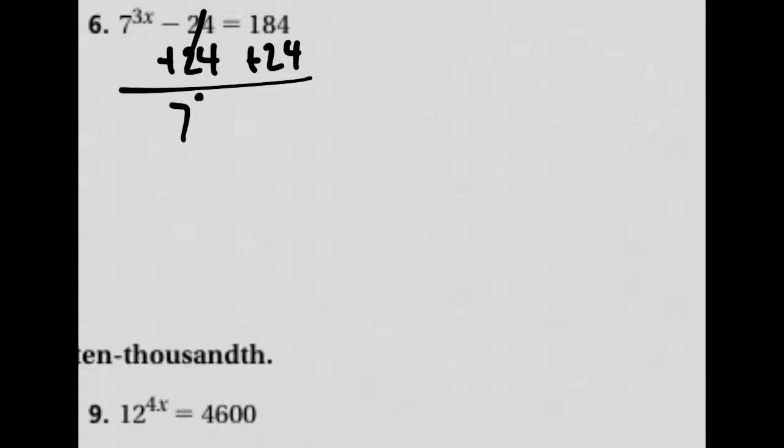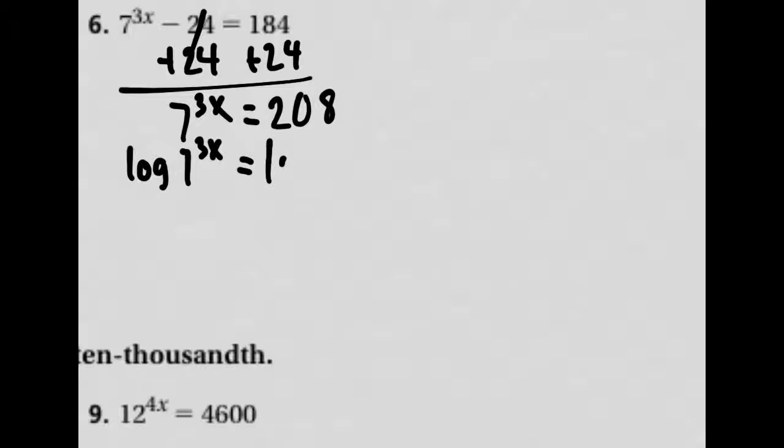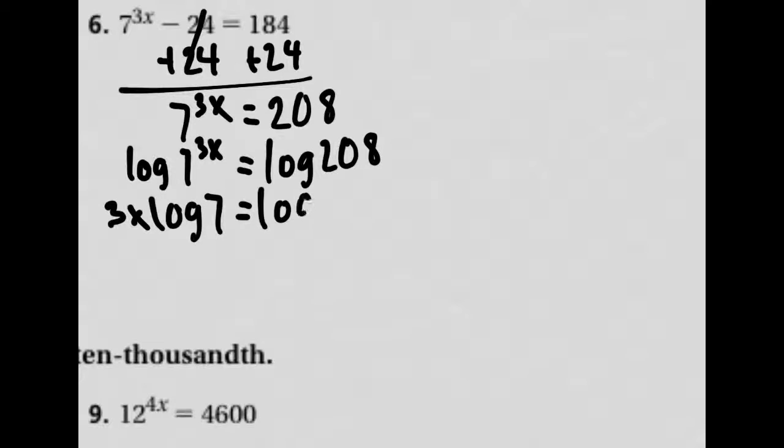So I get 7 to the 3x power equals 208. Right, 184 plus 24. Then take the log of both sides. We do this so that we can bring the 3x down as a coefficient. Log of 208. Take the 3x that is now a power but turn it into a coefficient. 3x log of 7 equals log of 208.